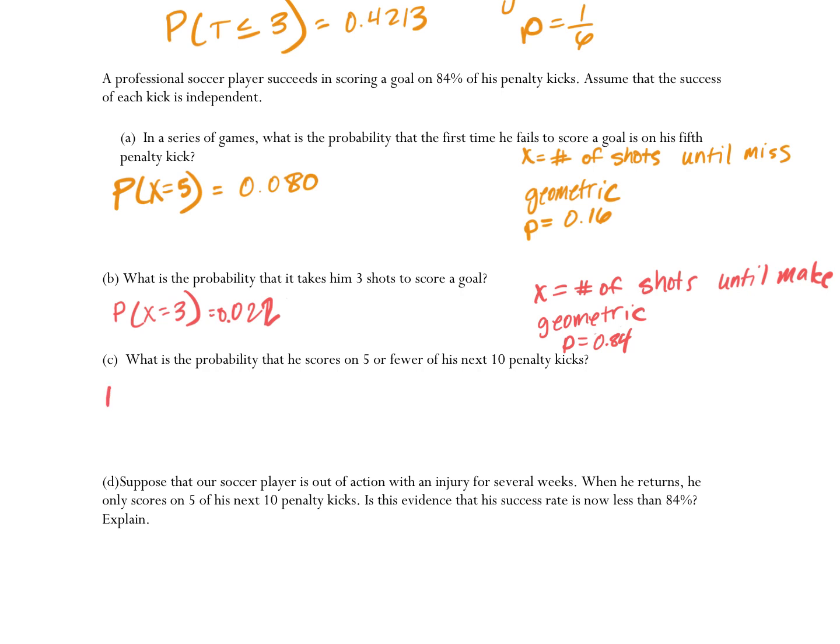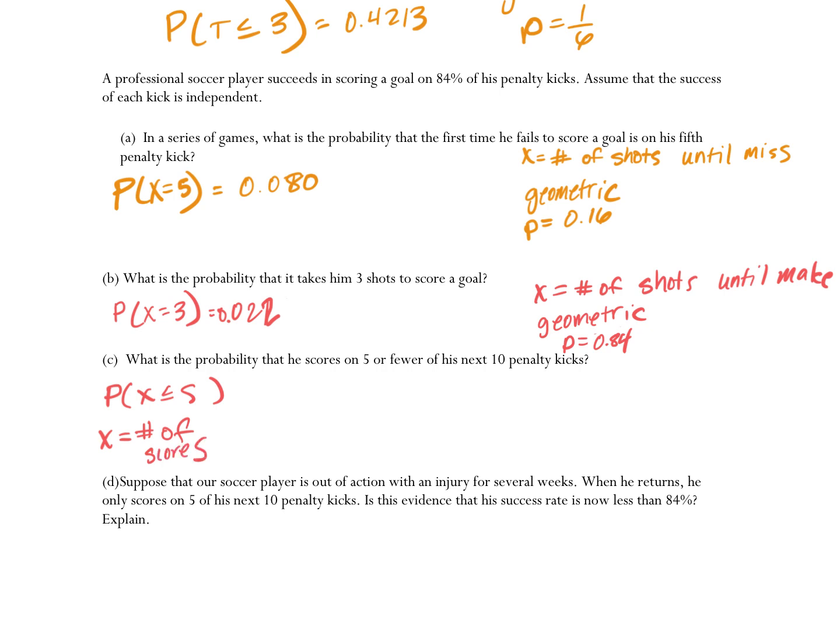So if I were to ask you to fill out this part first, what would I put inside here? X is less than or equal to 5. Everybody good with that? And in this case, what does X stand for? Shots until he misses? No. 5 of his next 10, yeah? So X is the number of scores.